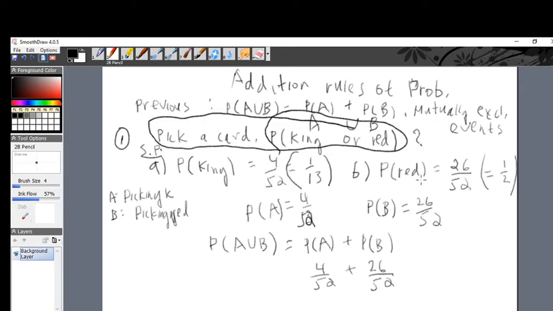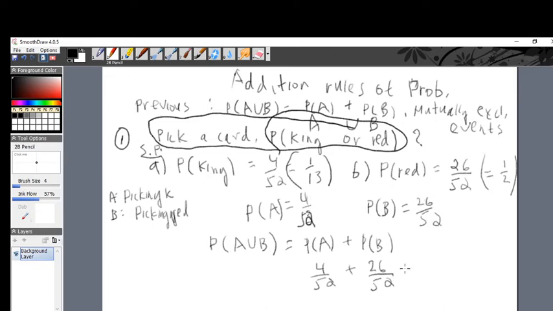We've counted, when you have all the red cards, we've counted the kings. These are the kings. 4 out of 52 are kings, and 26 out of 52 are red. But we've counted kings in here. So we have to take out the 2 kings that we've already counted. In other words, the king of hearts and the king of diamonds cannot be counted twice. We counted them over here.